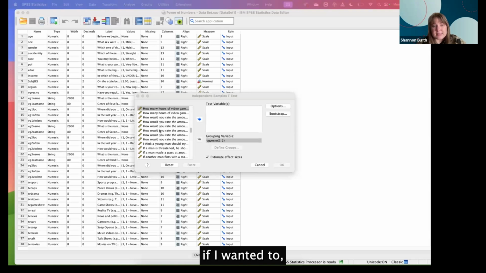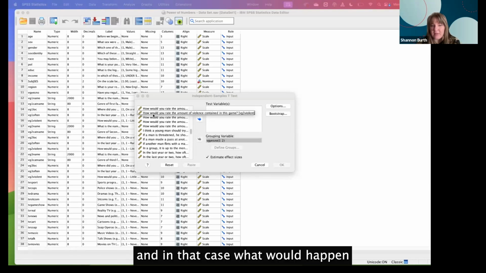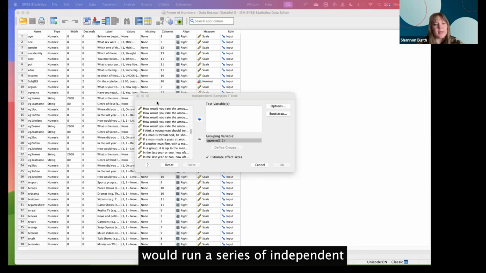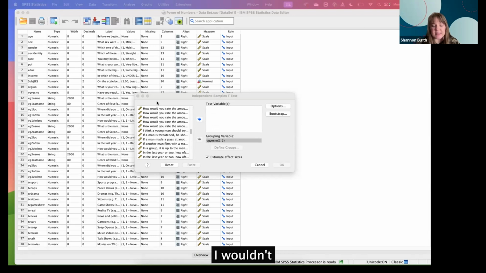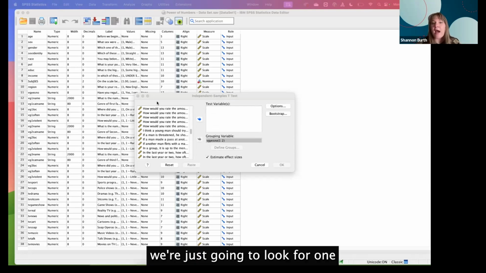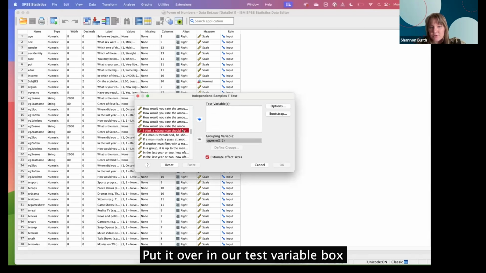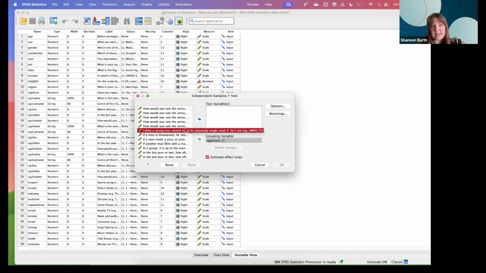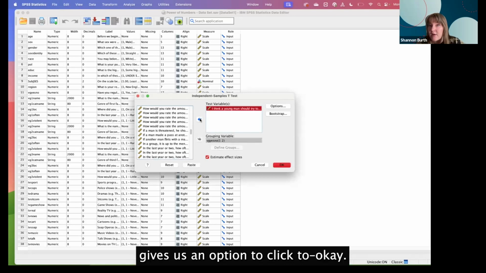I could also select several items here if I wanted to. In that case, SPSS would run a series of independent sample t-tests. It wouldn't run them all in one analysis, but instead it would run one for every single item, and we could see how it looks for every single item. But today we're just going to look at one, and I see it right here. I think a young man should try to be tough, even if he's not big. Put it over in our test variable box, and then SPSS gives us an option to click OK.